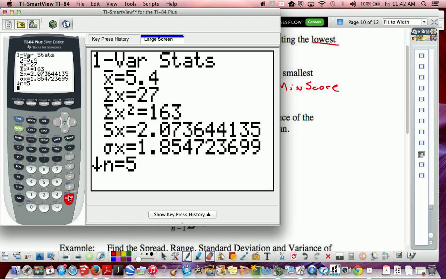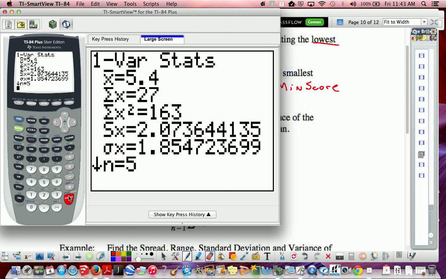What do you notice the first value it gives you? X bar. What's X bar? 5.4. Look at this. Did we do the sum of x's earlier? They summed them up for us, 27. Sum of the x's being squared, something we don't use yet. Sx. What's the symbol for standard deviation? In your packet right there. S. Standard deviation of my x's, which is what we're doing.